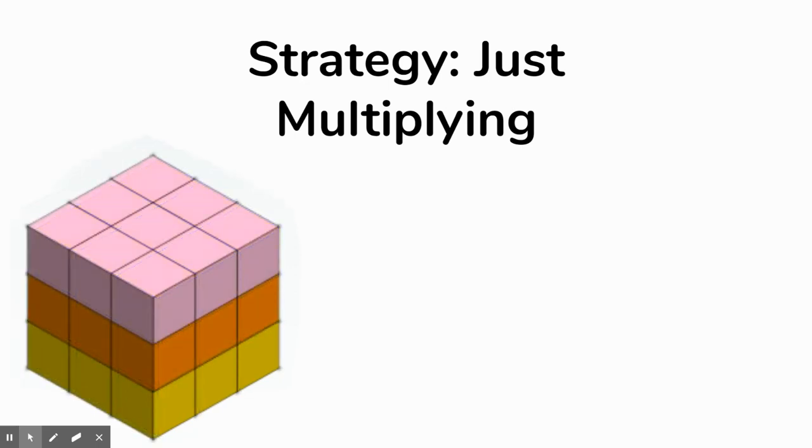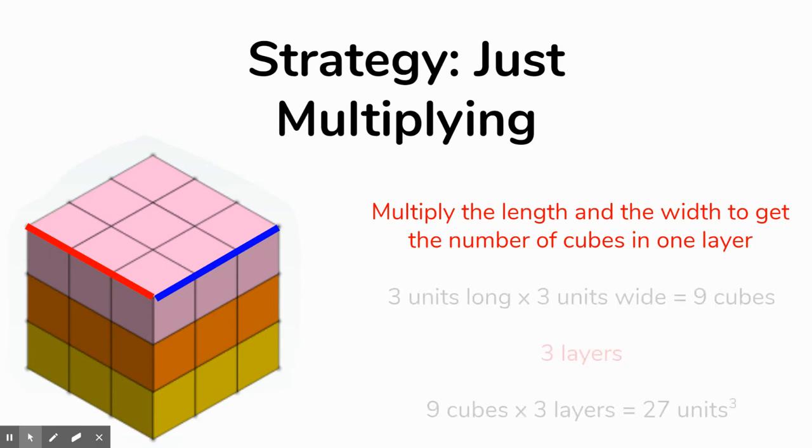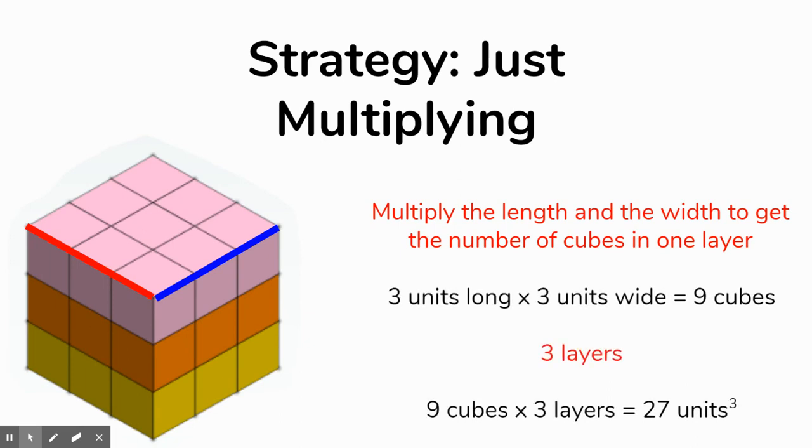So this rectangular prism has three layers. And we have to do a tiny bit of counting. What we're going to do is multiply the length and width to get the number of cubes in one layer. So if you follow along with me, that side that I just highlighted in blue is three cubes long. And this side that's highlighted in red, so that layer, is three cubes long by three cubes wide, which means if we multiply those two things, three times three gives us a total of nine cubes in the top layer. And then we multiply that by three layers and we end up with 27 cubic units.